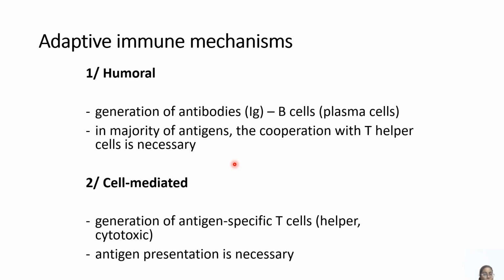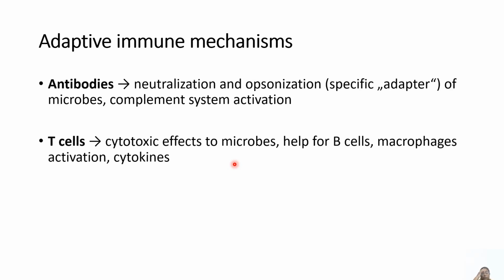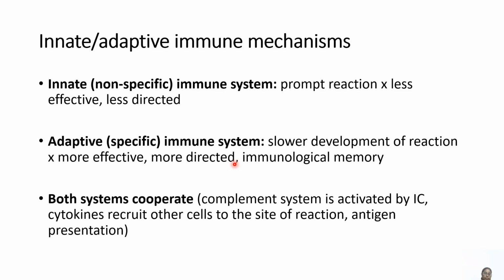So what are adaptive immune mechanisms? One can be humoral, generation of antibodies, Ig, by B cells, plasma cells. In majority of antigens, the cooperation with T helper cells is necessary. Then it can be cell mediated, like generation of antigen specific T cells, like helper or cytotoxic. Antigen presentation is necessary. Now, adaptive immune mechanisms can be antibodies, neutralization and opsonization of microbes, complement system activation. T cells can have cytotoxic effects on microbes, help for B cells, macrophages, activation cytokines, etc.